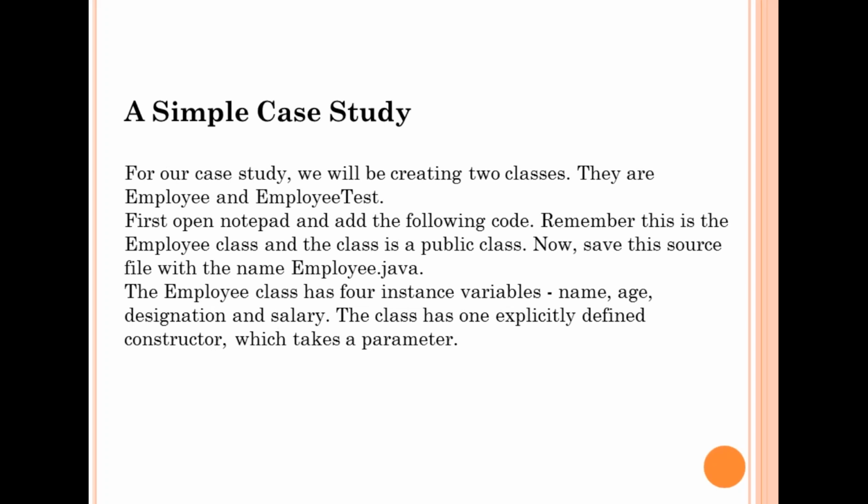A simple case study. For our case study, we will be creating two classes: employee and employee test. First, open Notepad and add the following code. Remember, this is an employee class and the class is the public class. Now save this source file with the same name, employee.java. The employee class has 4 instance variables: name, age, destination, and salary. The class has one explicitly defined constructor, which takes a parameter.